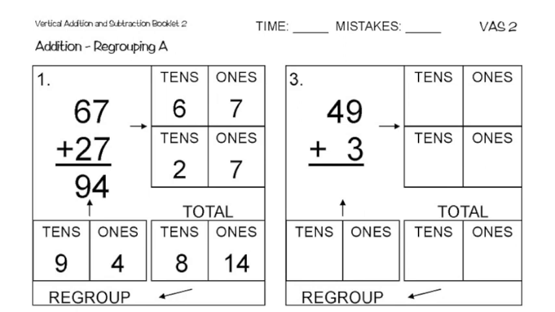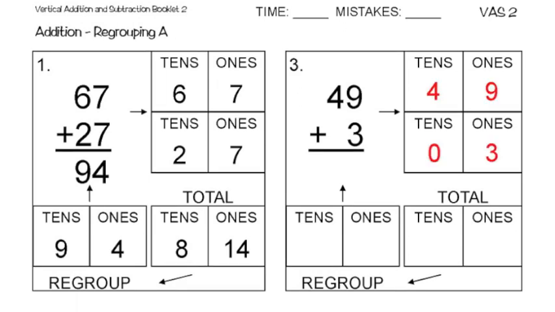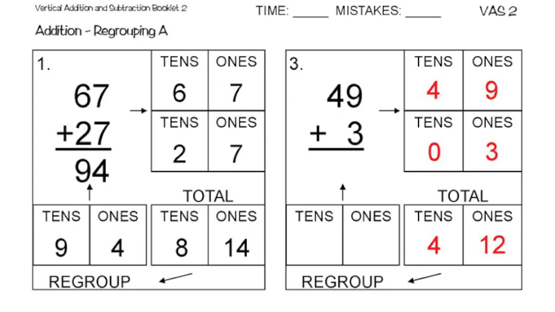So let's try number 3. 49 plus 3. So 49 is 4 tens and 9 ones, plus 3, which is just 3 ones, 0 tens. There's no tens there. So again, I'm going to add down. 9 plus 3 in the ones column makes 12 ones, and then 4 plus 0 in the tens column, which makes 4 tens.